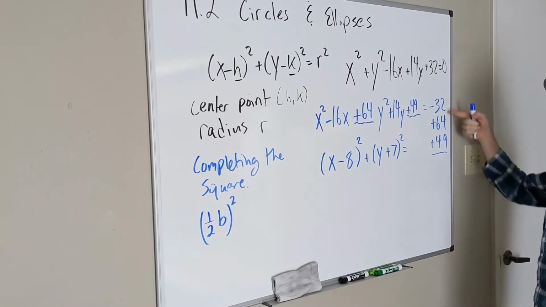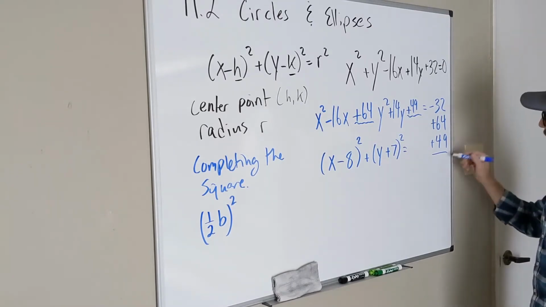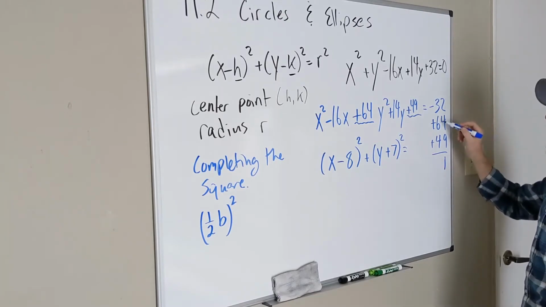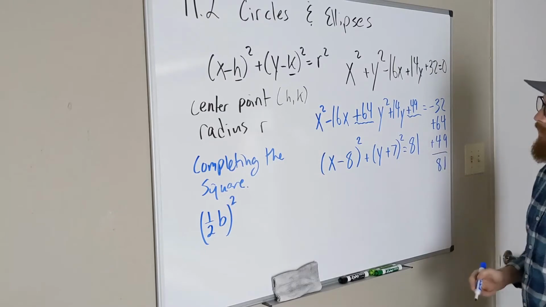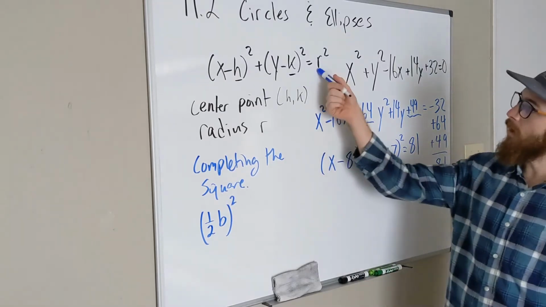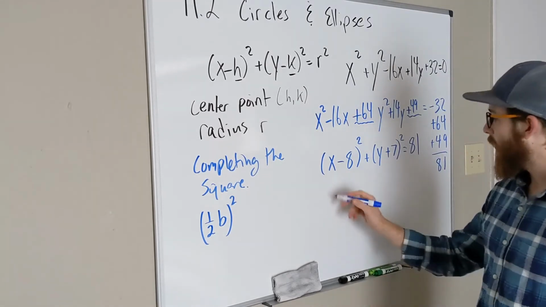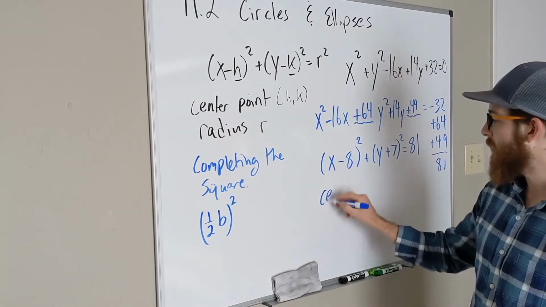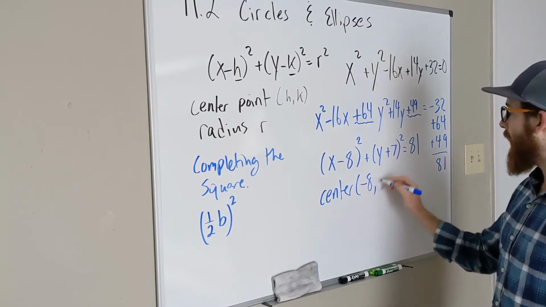So negative 32 and 64 is positive 32. 32 and 49 is 81. Okay? But 81 is what? R squared. So if I wanted to know, for example, if I asked you what is the center, you would say, oh, it's negative 8, 7.